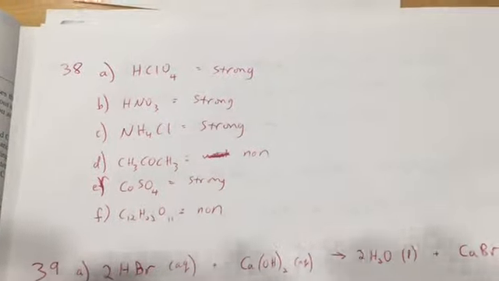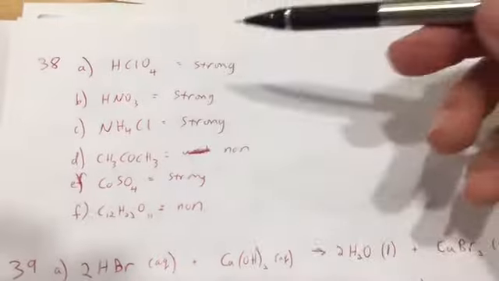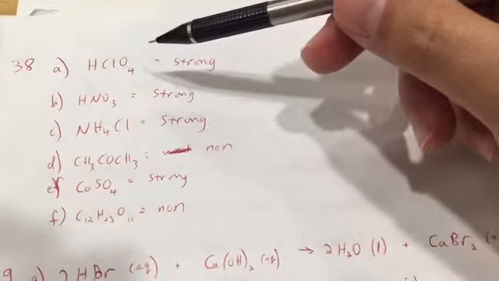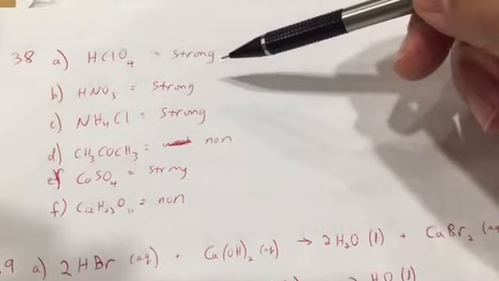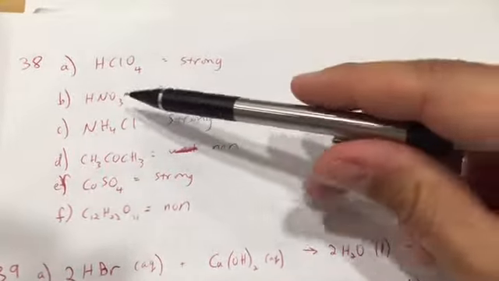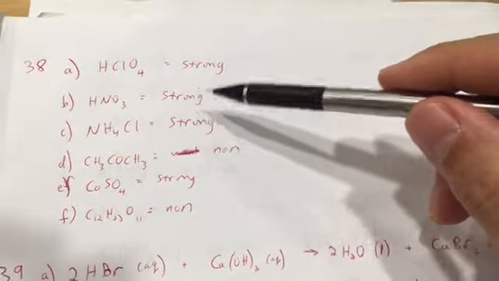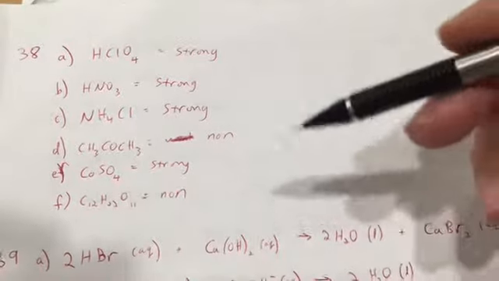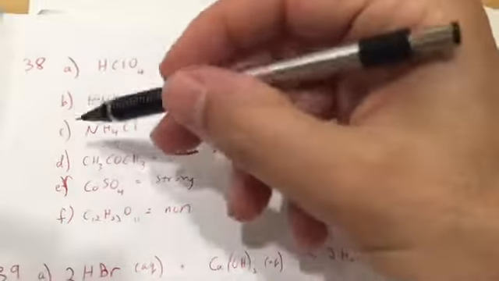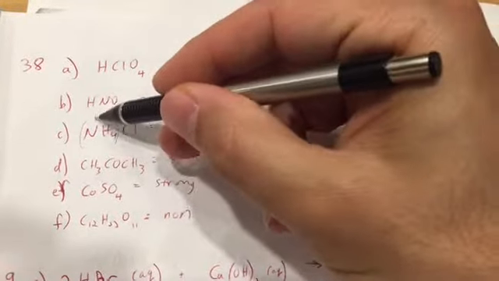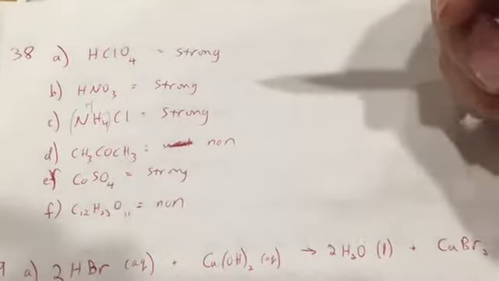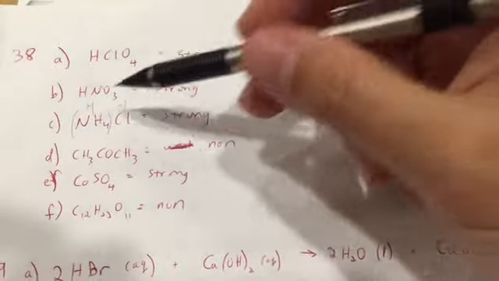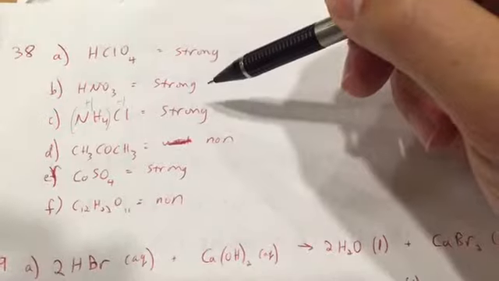Okay, with 38, here are the answers. This is a strong electrolyte because it's a strong acid. Anything that starts with an H and is on your strong acid list is a strong electrolyte. Same thing with nitric acid, strong electrolyte. C is ammonium chloride. That's a strong electrolyte because it is an ionic compound. It's got a famous ion. Ionic compounds will have a famous ion or a metal combined with a non-metal. So it's ionic and it's very soluble, so it is a strong electrolyte.